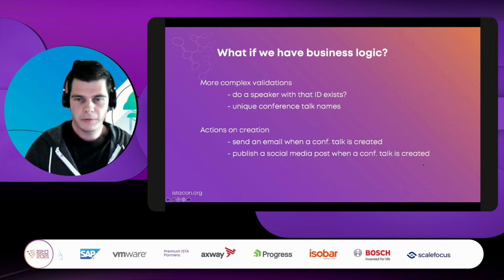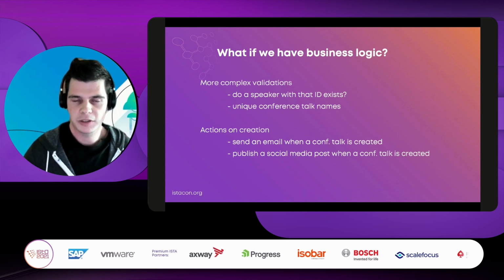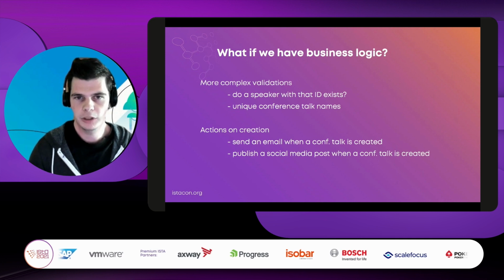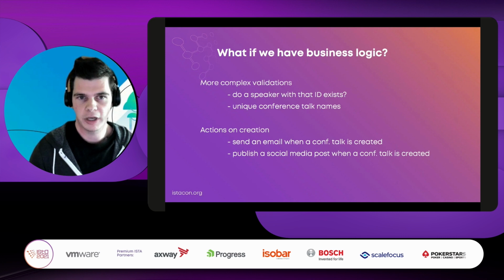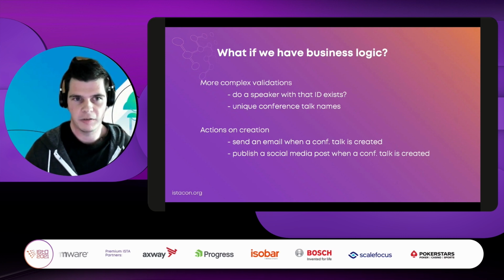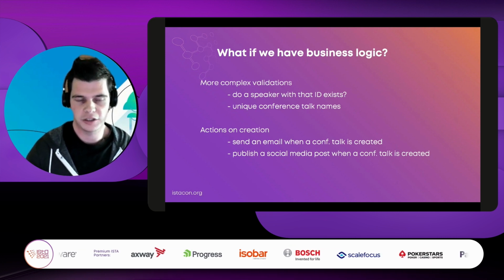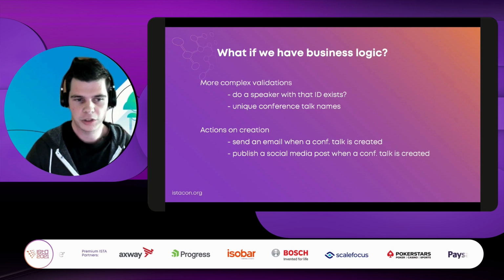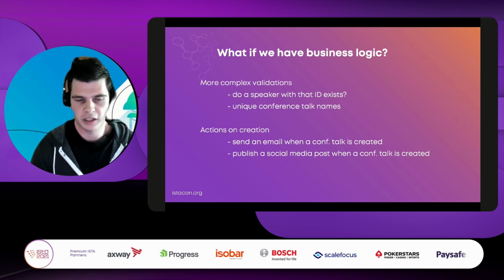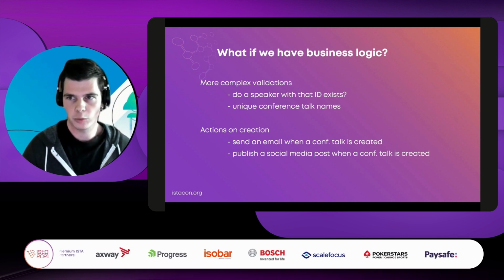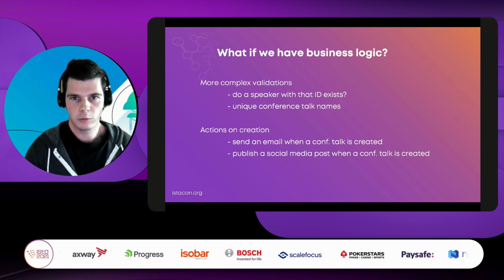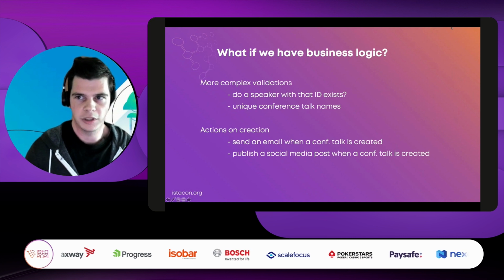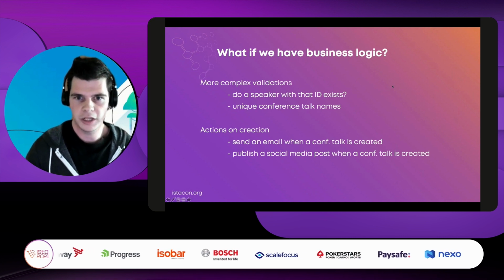Okay, but what if we have more business logic? What if we have some dependencies between our objects? For example, when we are creating a conference talk, we need to make sure that the speaker referenced in this conference talk actually exists. Or we want to run some actions when a conference talk is created, like send an email or publish a social media post. To achieve this, we cannot do it with CRDs alone. We will need to use more of these extensibility constructs we talked about. So let's see what they are.